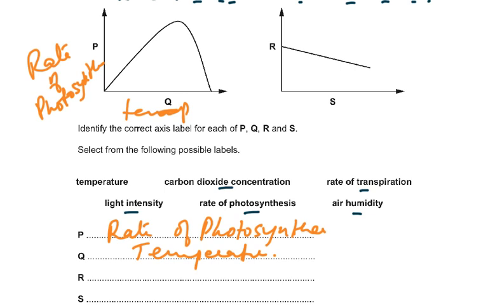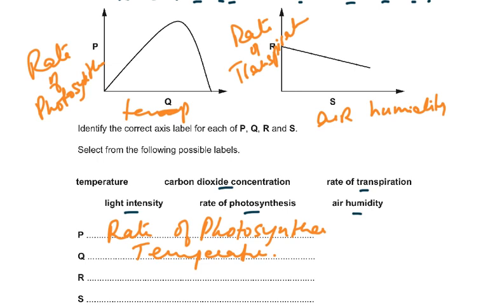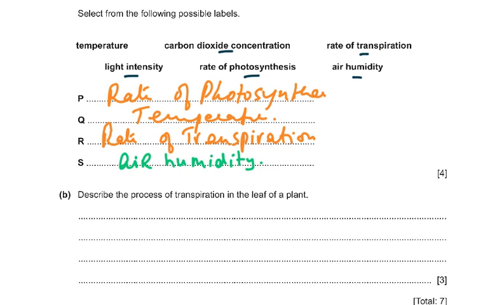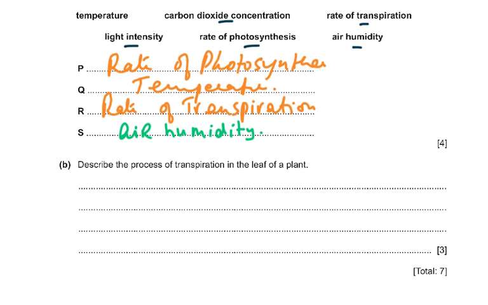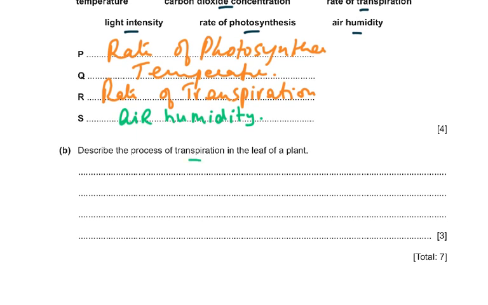And R and S: R will be the rate of transpiration, and this will be air humidity. As the air humidity is increasing, the rate of transpiration is decreasing. So P is rate of photosynthesis, Q is temperature, R is rate of transpiration, and S is air humidity. Then we come to the last part. Describe the process of transpiration in the leaf of a plant.